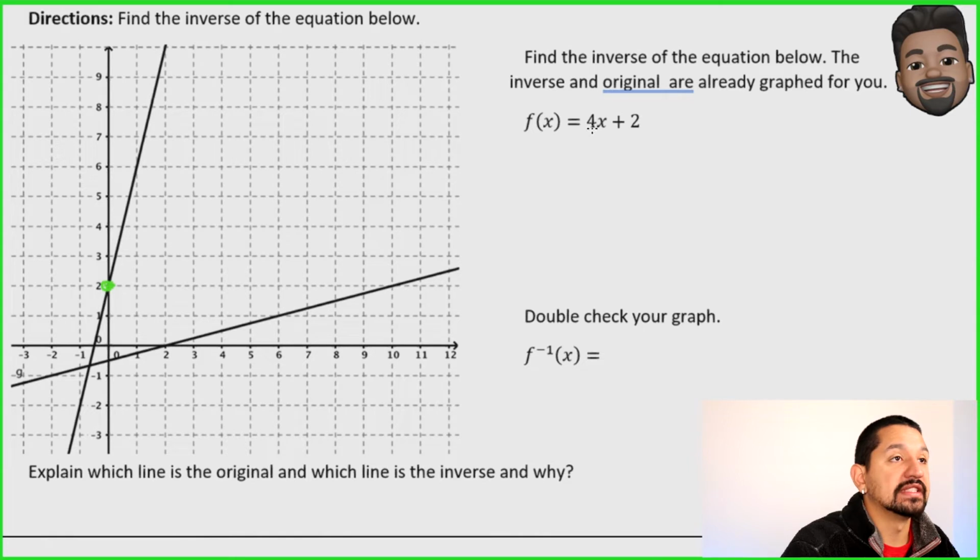And the 4 is technically 4 over 1, so that's rise over run. So we go up 4, 1, 2, 3, 4 over 1. And then up 4 over 1. So you can see that this line here is my original.